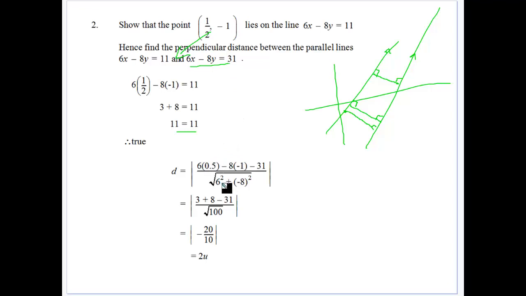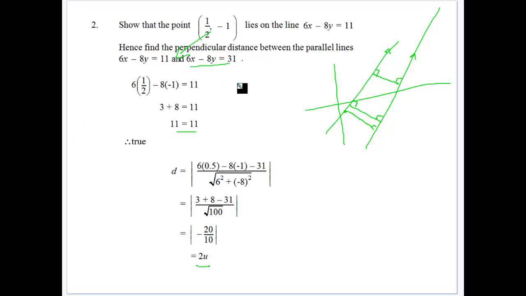We've got our square root of a squared plus b squared on the bottom. That gives us square root of 100 on the bottom, which gives us 10, so that simplifies nicely. The numerator comes to minus 20, and as we said, we want to take the absolute value because we want the distance, not the direction. So we take the positive of it, so 20 divided by 10 gives us 2. So that's how that one works.